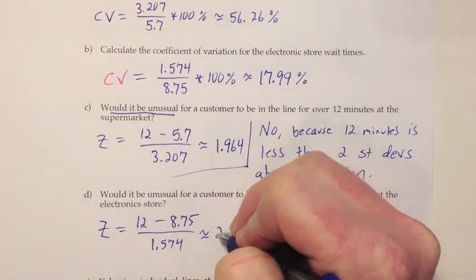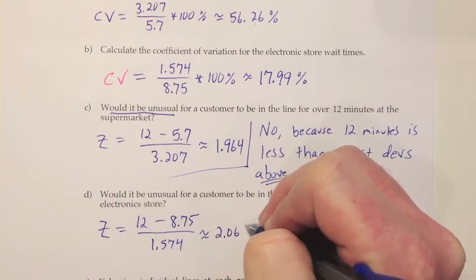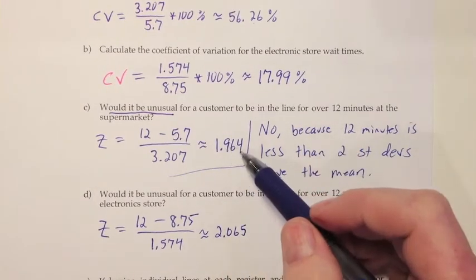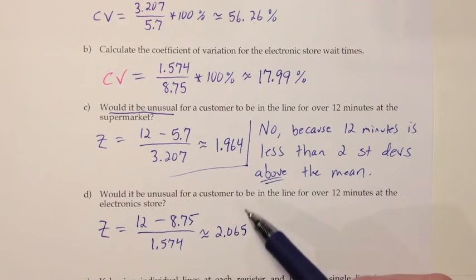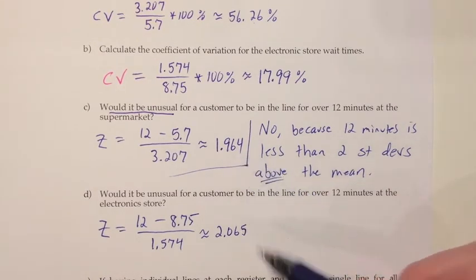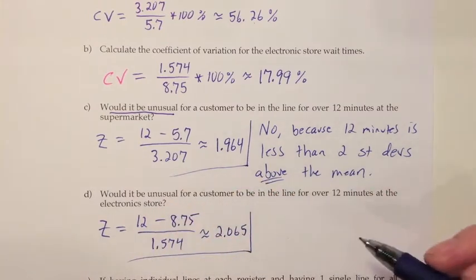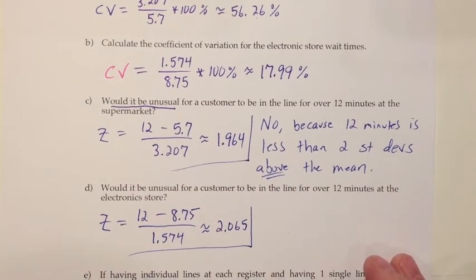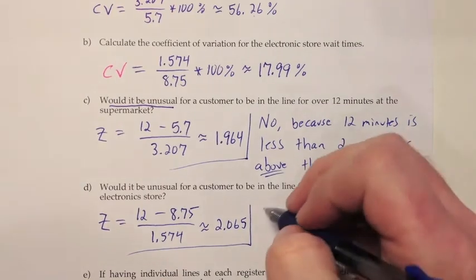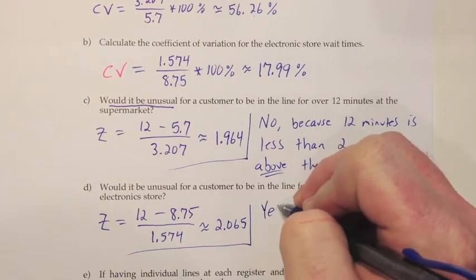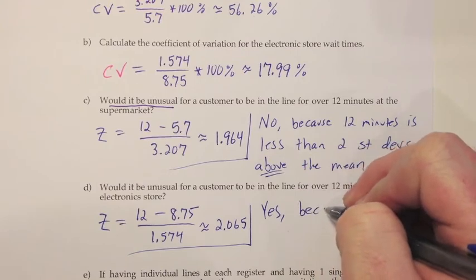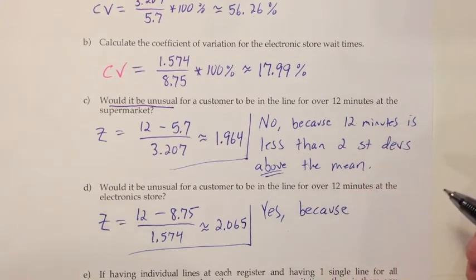So there's not a huge difference between these in terms of the size of the numbers, 1.964 versus 2.065, but we had to draw a line somewhere and we drew it at 2, and this one is less than 2, this one is more than 2. So when they ask this question, would I be surprised, would it be unusual for me to be in line over 12 minutes at the electronics store? I'm going to say yes, because 12 minutes there is more than 2 standard deviations above the mean.